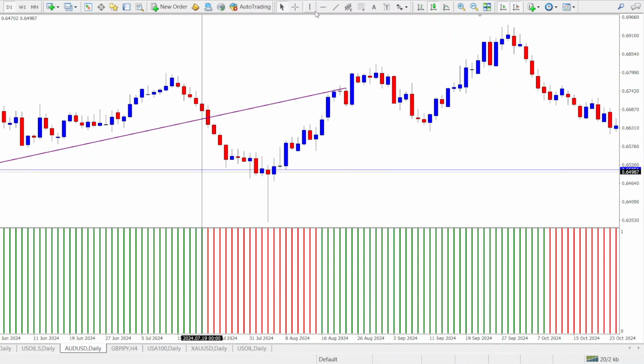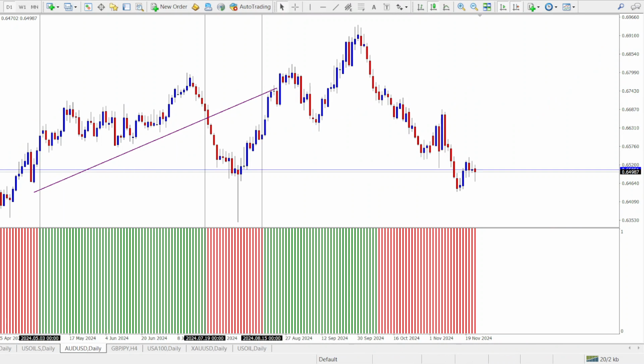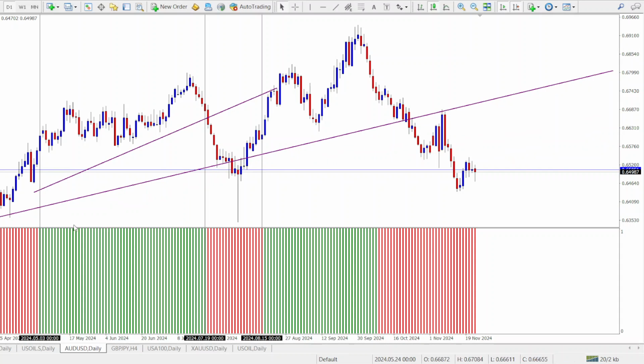And then in this case, we can see this was a pullback. The reason why this is a pullback is because you can see that we had a larger bullish move. So this was still a bull trend. It was still a bull trend. So this signal here was a sell signal, but the price was just in a pullback phase.